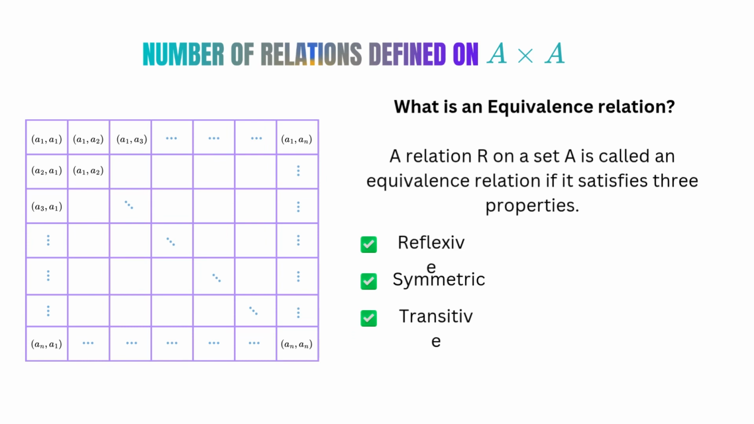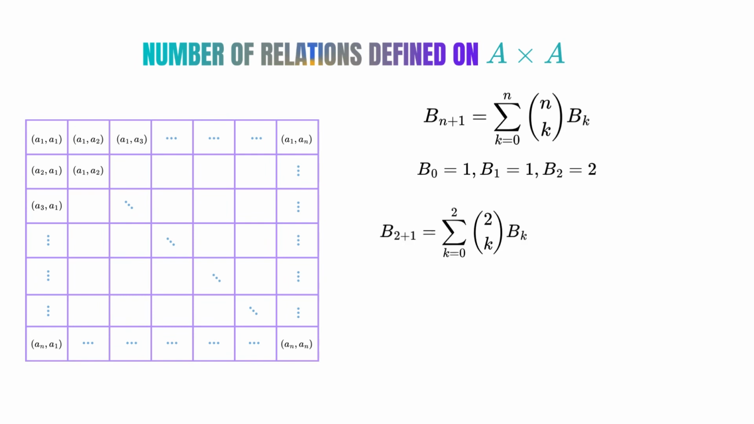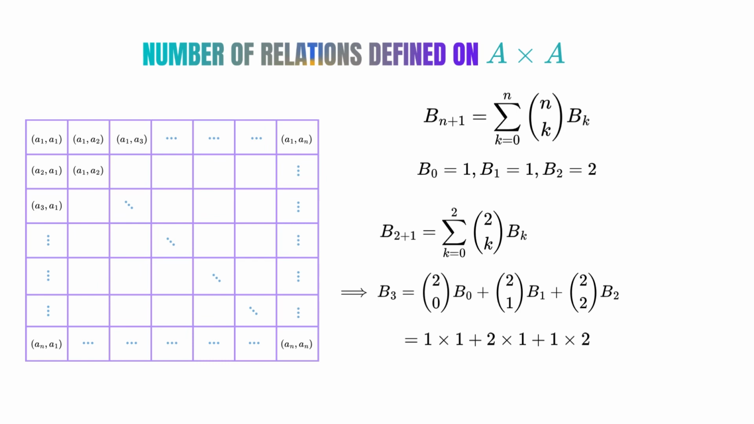The total number of ways to do this is called the Bell number, denoted by Bn, which is given by this recursive formula: B(n+1) equals summation k equals 0 to n, nCk Bk. Here are the first few Bell numbers. B0 equals 1. B1 equals 1. B2 equals 2. For higher values of n, we use the recursive formula. Now let's find B3, which equals summation k equals 0 to 2, 2Ck Bk. Now expand the summation and substitute all the values. We get B3 equals 5. For higher Bell numbers, follow the same process.